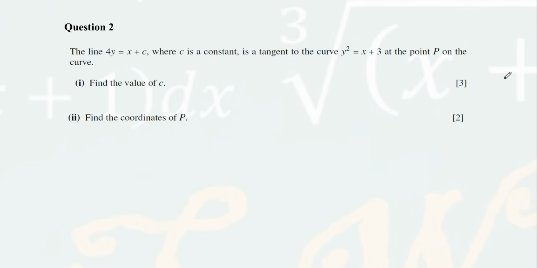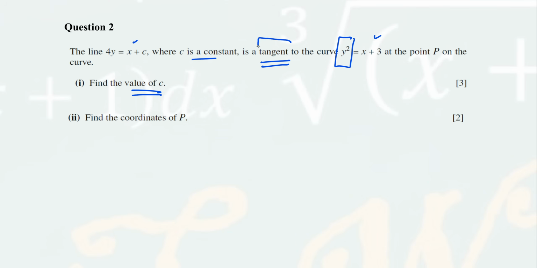Now question number 2. The line 4y equals x plus c, where c is a constant, is a tangent to the curve at the point P on the curve. Find the value of c. When you look at these two, the line and the curve, since the curve has a square, when I solve the simultaneous equations, most likely I will get a quadratic equation. So you need to solve this question using the quadratic method.